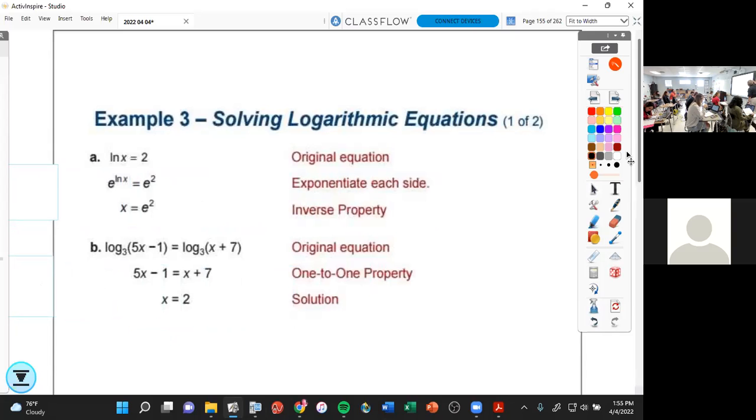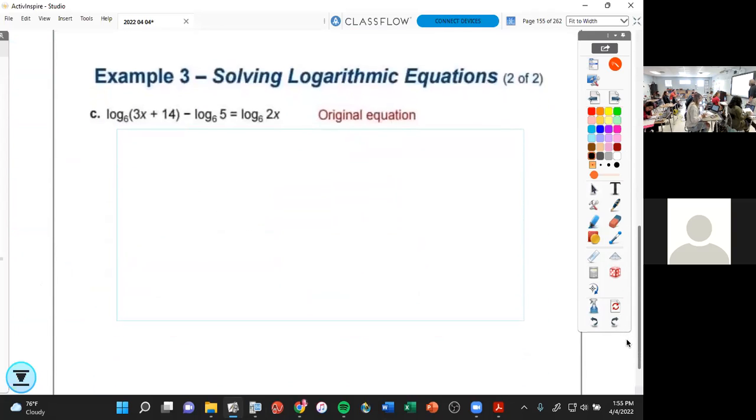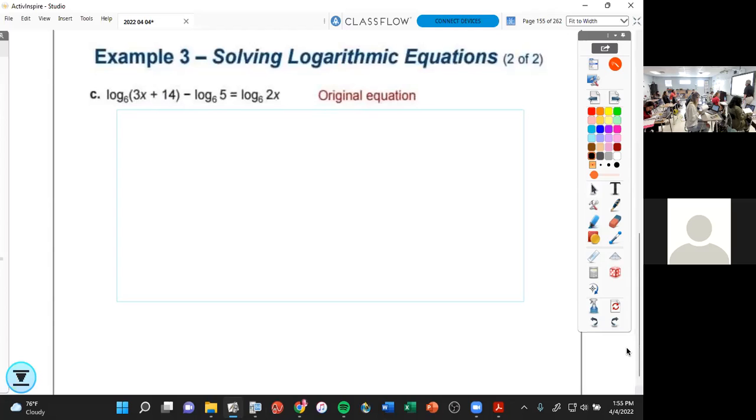Moving on. It all has log 6 as the base. Good. So just ignore the log 6's, right? And have 3x plus 14 minus 5 equals 2x?